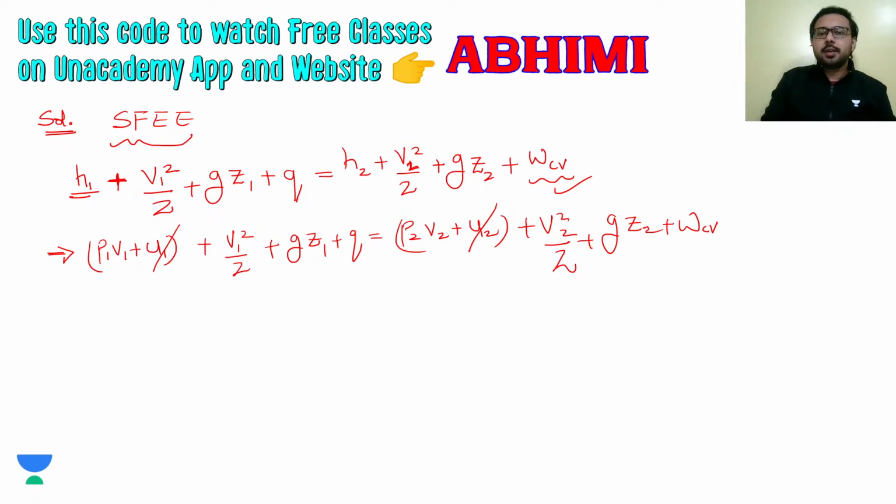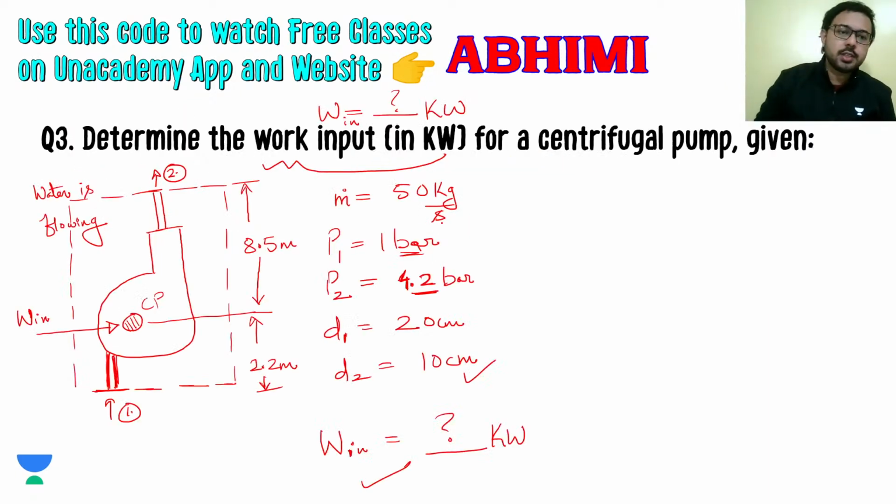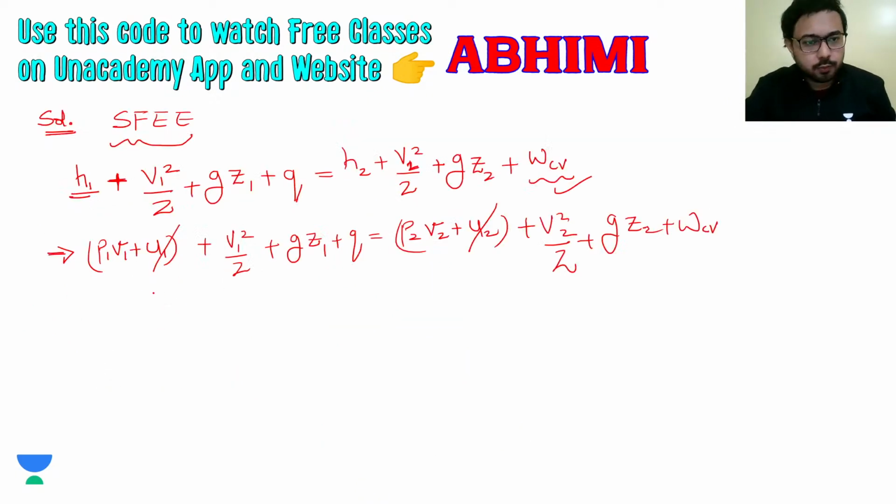Because they both are equal, as simple as that, because there is no temperature change, since that is not given in the question. But you have been provided with the pressures, which are different, and also what will be the specific volume here. Since this is water, just remember the specific volume is 1 by 1000 meter cube per kg.